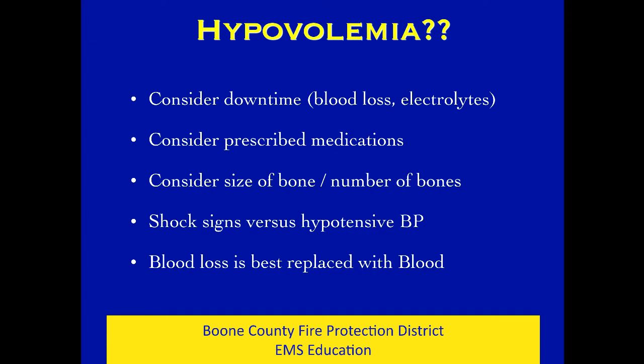Then consider the size of the bone, number of bones. Femur is a large bone, pelvis is a large bone, lots of possible bleeding there. And then what if a patient has fallen and has more than one injured bone? So a humerus, a pelvis, a femur, something like that. And when you add up the blood loss, it can be significant. And then when you add some extended downtime to that, it can be very significant. And so we want you to consider all that, and we will test you on scenarios and simulation cases involving that going forward.